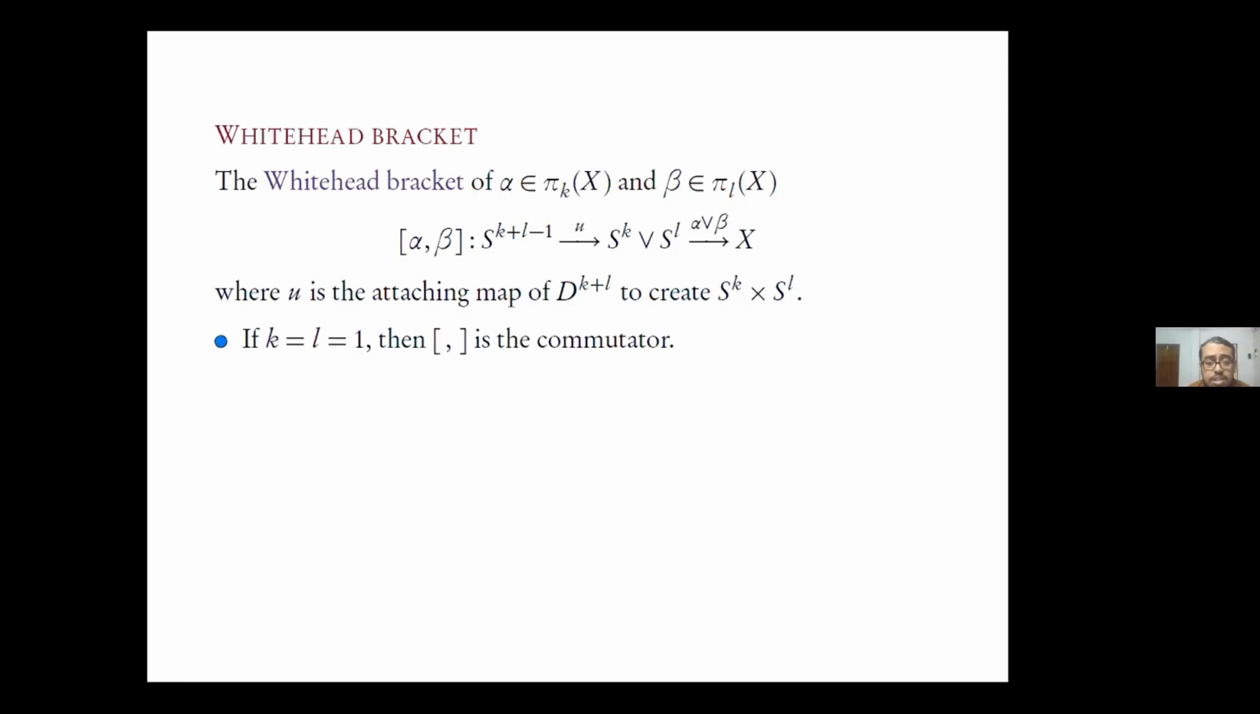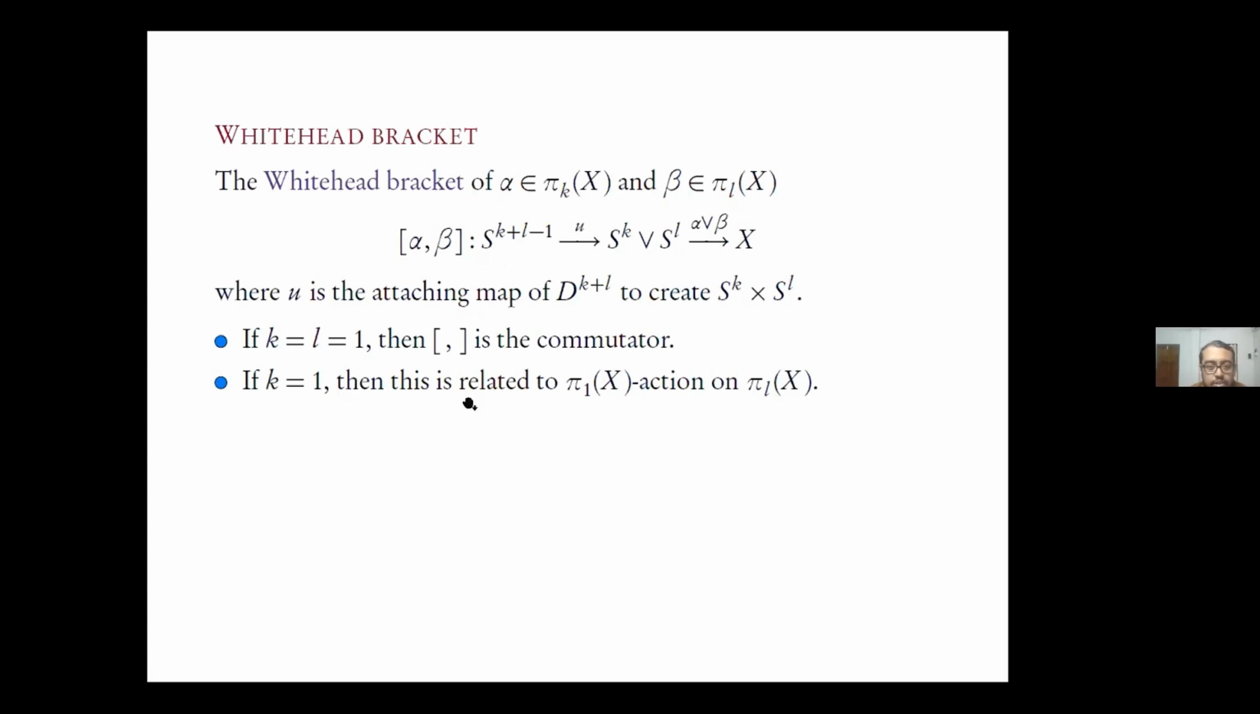So a couple of remarks about what this does. Again, for those in the audience who already know this and are experts, just bear with me. So if K is equal to L is equal to 1, as I indicated here, this is nothing but the commutator. So essentially it's a map from pi 1 cross pi 1 to pi 1, and it's the group commutator. And if K is equal to 1, namely, I want to see what happens if I combine an element of pi 1 with an element of pi L. Well, for degree reasons, it's going to produce an element of pi L, right? Because L plus 1 minus 1 is L.